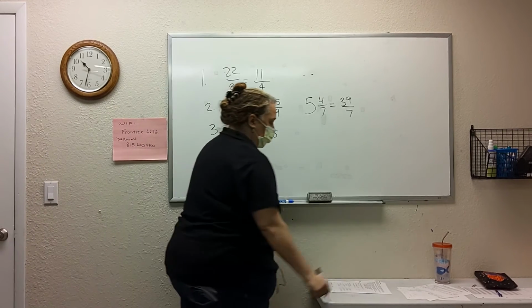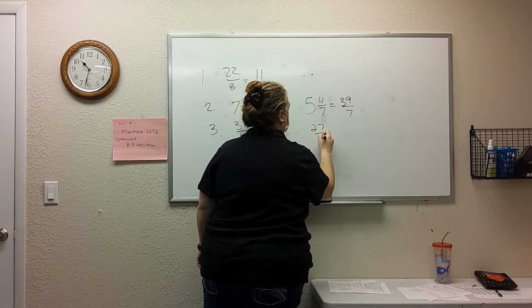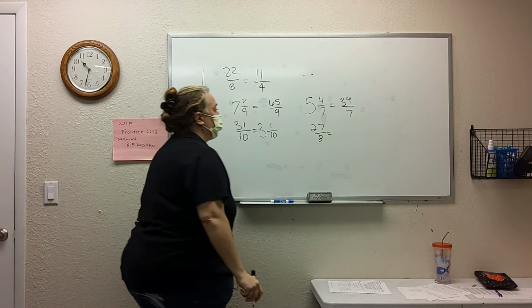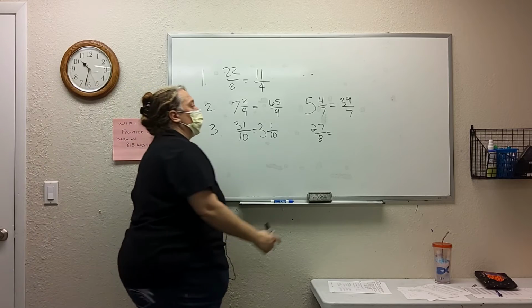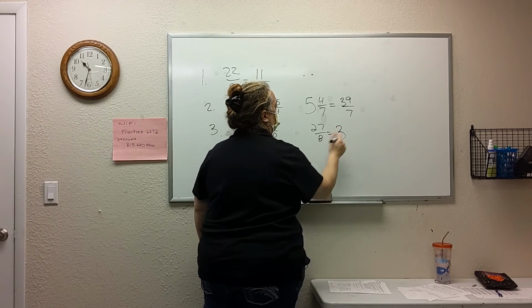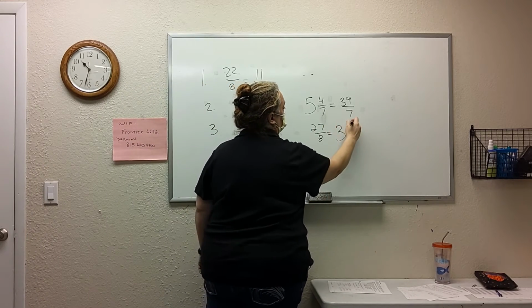Okay, 27 over 8. Same process. How many times does 8 go into 27? It goes in there 3 times. So my whole number is 3. And I have 8 times 3 is 24, so I have 3 left over.